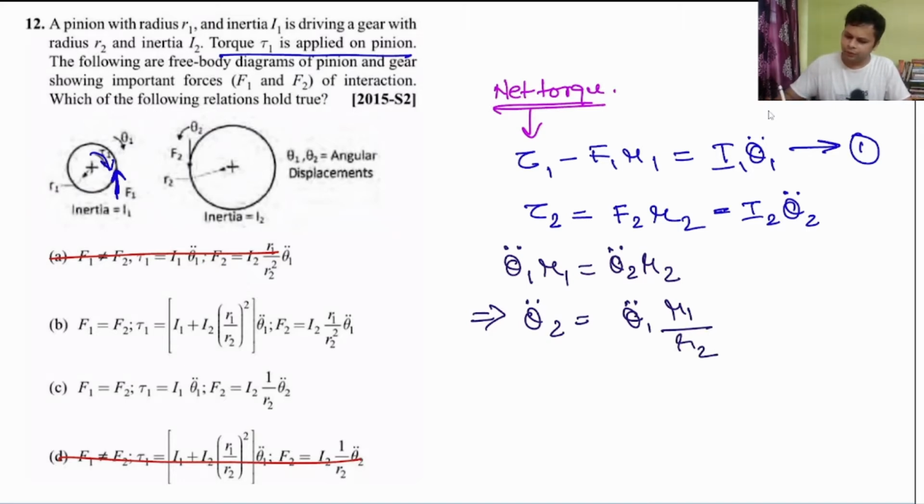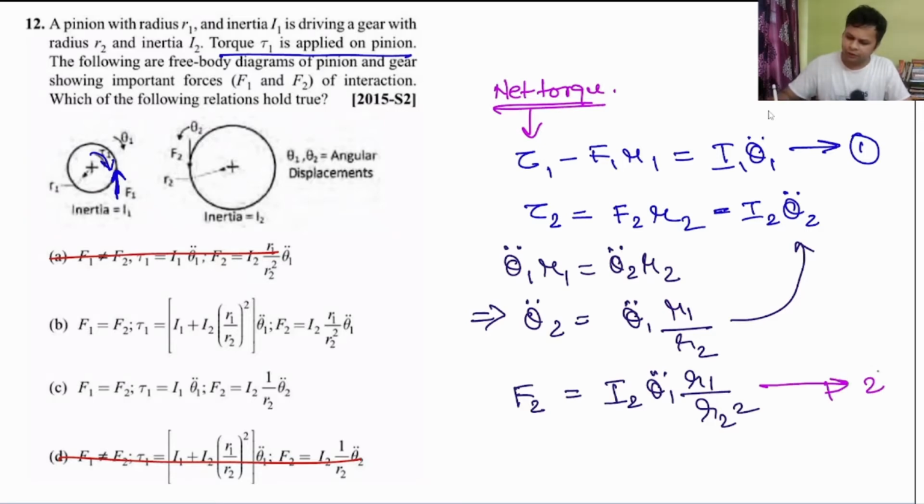If you substitute this value of theta 2 double dot in here, you'll get the value of F2 is equal to I2 theta 1 double dot r1 by r2 square, right? So we have to do a little bit of reverse engineering also. Directly figuring this out is not very possible, at least for me. So I'll definitely take a little bit of help from the options. I'll see the option and check whether we can arrive at this option. Then you will get some way, right?